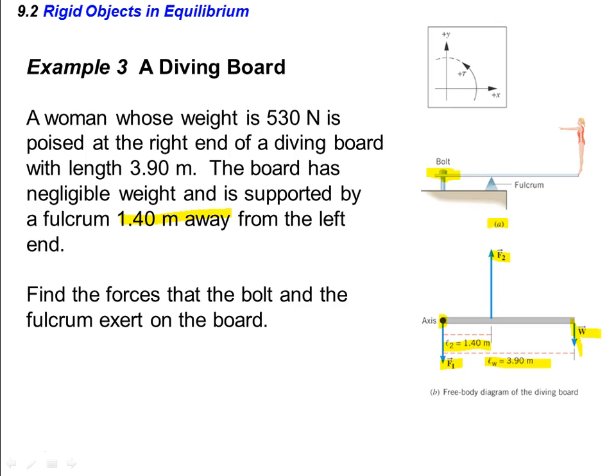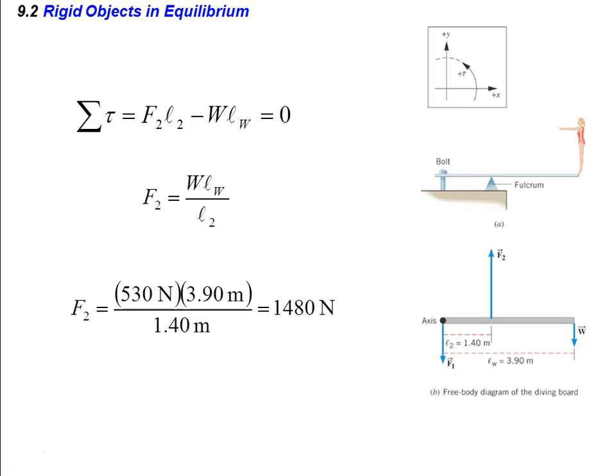How do we know F1 is applying no torque? Its lever arm is zero. So the force times a lever arm of zero, the torque is zero. That leaves us with the sum of our torque being just F2 times L2 minus W times LW, where each is the force times its lever arm.